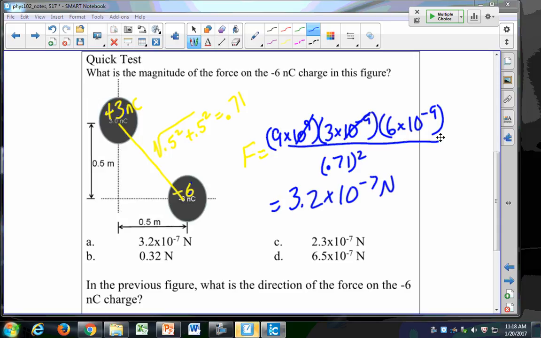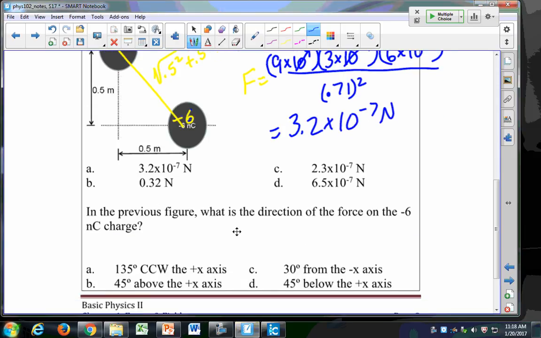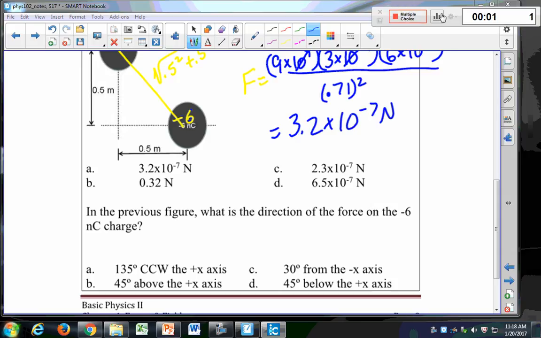All right, good. Now let's try what is the direction. Sorry. What is the direction of the force on the minus 6 nanocoulomb charge? Notice it's an equilateral right triangle. It'll help you a little bit, but.